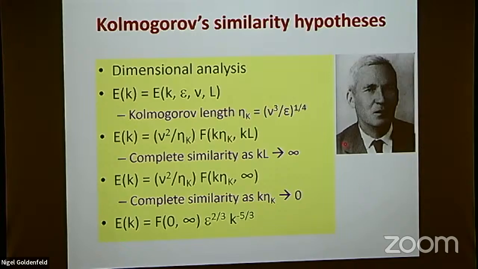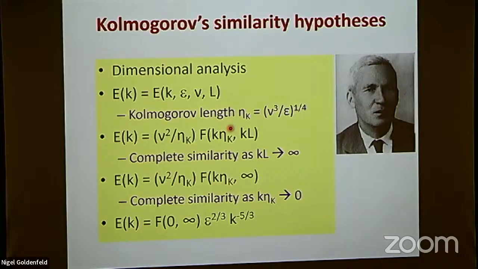So what is important about this? Well, this is the kinetic energy per unit wave number range K, and it's got to depend on wave number, the energy input rate, which in steady state is the energy dissipation rate, the kinematic viscosity, and the system size. Out of these quantities, you can make the Kolmogorov scale eta, nu cubed over epsilon to the 1/4. And so I can then write down, without loss of generality, that E of K must be nu squared over eta, some function of K times eta, which is dimensionless, and K times L, which is dimensionless.